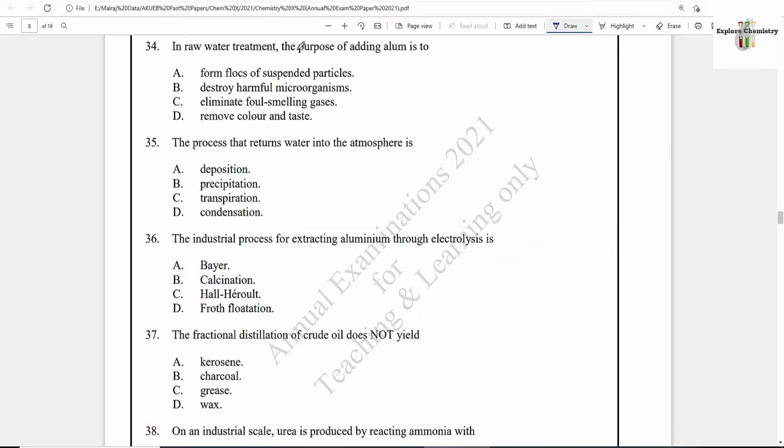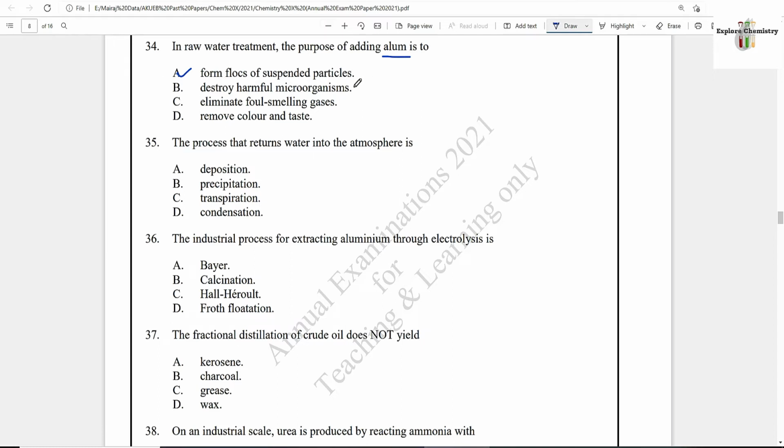34. In raw water treatment, the purpose of adding alum. Alum is actually a coagulant which will combine all suspended particles or all impurities. So option A is the answer. Form flocks of suspended particles. Suspended particles will stick together. Suspended particles are actually impurities which have to be removed from our water.